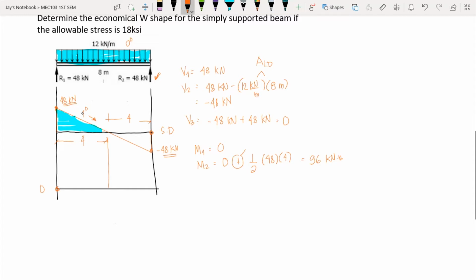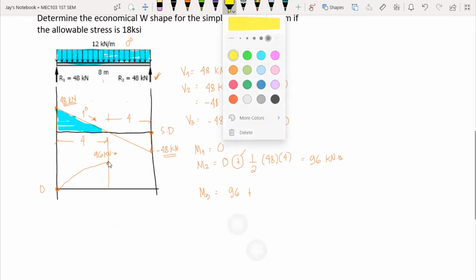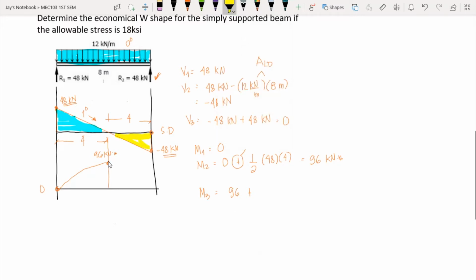So we have 96 kilonewton meter here. So we draw a frowning curvature. To compute for the last moment, moment 3, that is the initial moment, 96 kilonewton meter, plus the area of the shear diagram. Now in this case, this would be the area. Now take note that is negative area since that is below the reference line. So we have minus 1/2 times 48 times the base width, we have 4, and this gives us 0.